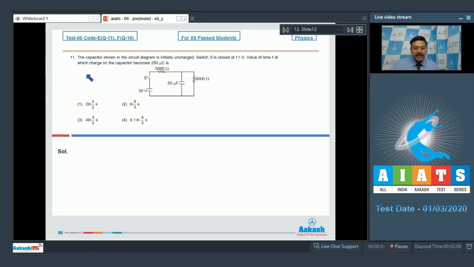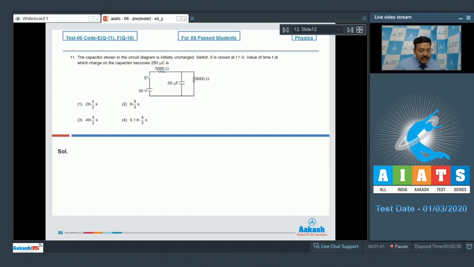Question 11 says the capacitor shown in the circuit diagram is initially uncharged. Switch S is closed at t equal to 0. The value of time t at which charge on the capacitor becomes 250 microcoulomb is... So we have to find the time at which charge on the capacitor becomes 250 microcoulomb.